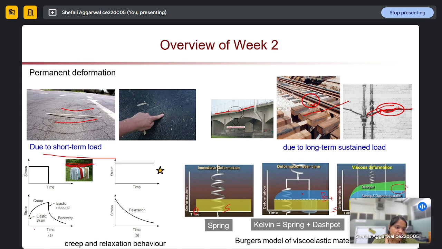If we take the strain versus time diagram of any material, this period where strain is continuously increasing due to the continuous loading is called the creep behavior, and after the load is completely removed, there is a period which is called the recovery period. Okay. Next thing is relaxation. In relaxation, if you see the strain versus time diagram, it will be a continuous straight line. So this is the strain versus time.